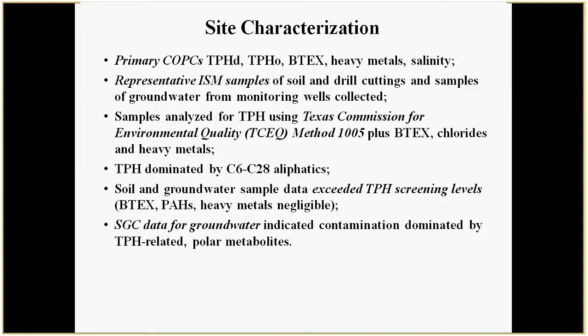Representative ISM samples, again, were collected of soil and drill cuttings, along with samples of groundwater from the monitoring wells. Samples were analyzed for TPH using the Texas Commission on Environmental Quality Method 1005, plus BTEX and chlorides for salinity. They probably looked at a few other things, and heavy metals. Again, TPH in this case was dominated by C6 to C28 aliphatics, mostly diesel range. Soil and groundwater samples exceeded TPH screening levels, but not for BTEX, PAHs, or heavy metals, which were pretty negligible in this case. So the SGC data for groundwater indicated, not surprisingly, that the contamination was dominated by TPH-related polar metabolites. Your parent hydrocarbons are mostly gone.